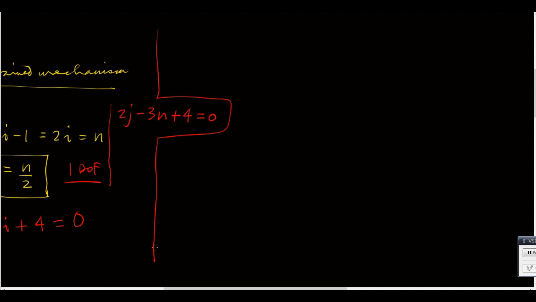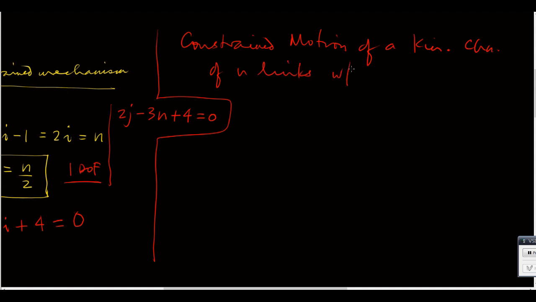Okay, next panel. Constrained motion of a kinematic chain of n links with simple hinges. Okay, still on page 29.